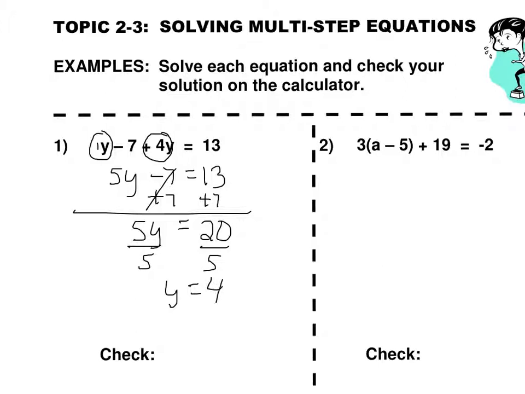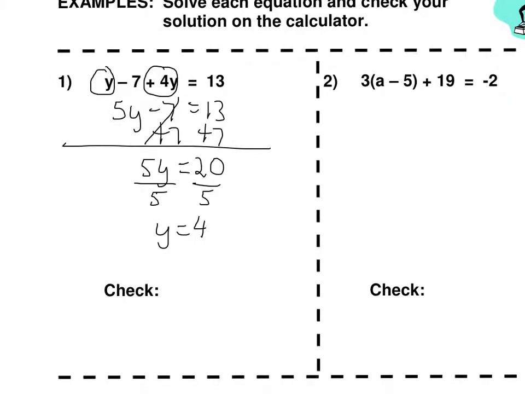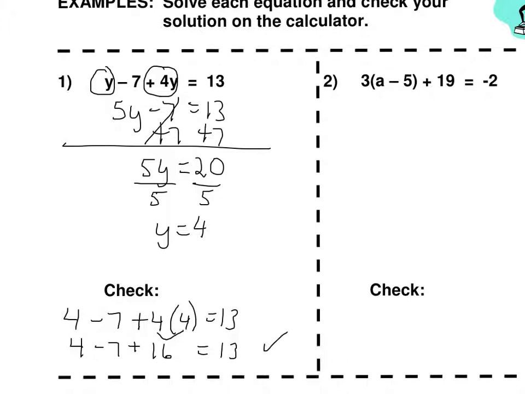Now, if we want to double check that, in order to check, you just substitute 4 for y: 4 minus 7 plus 4 times 4, and does that equal 13? So we do multiplication first, so that's 16. So 4 minus 7 plus 16. 4 minus 7 is negative 3. Negative 3 plus 16 is 13, so it checks. All right, on to number 2.